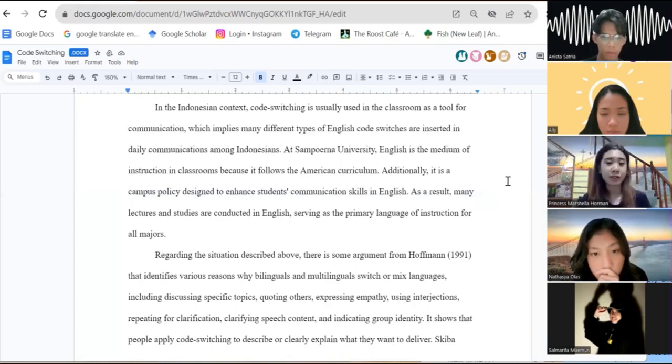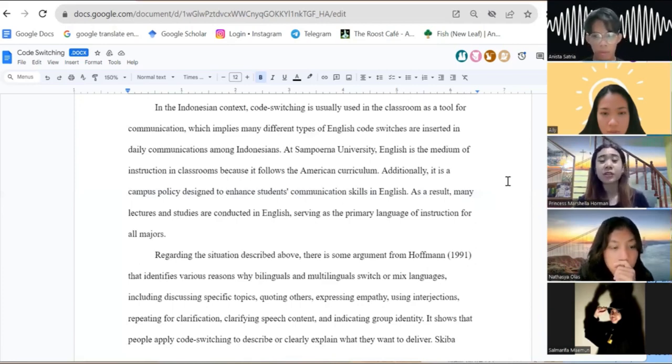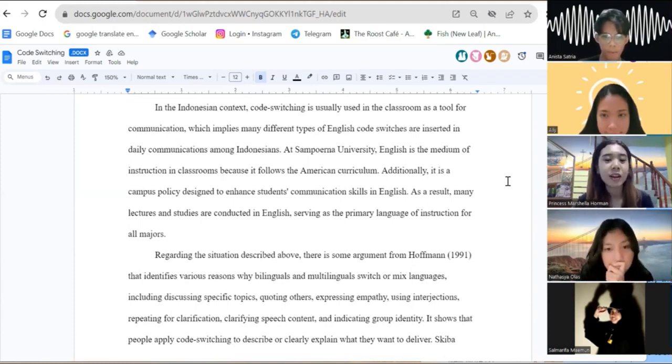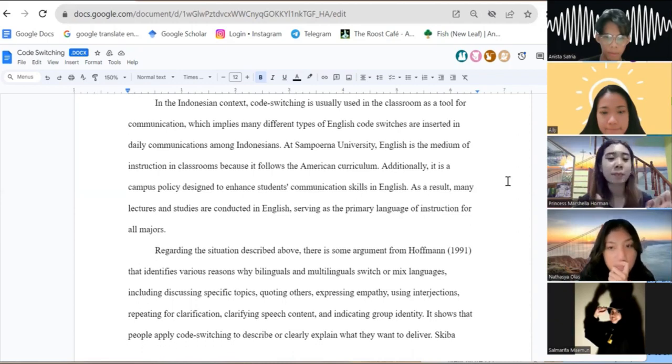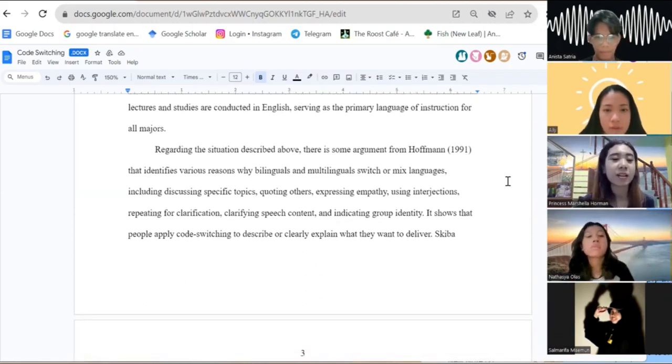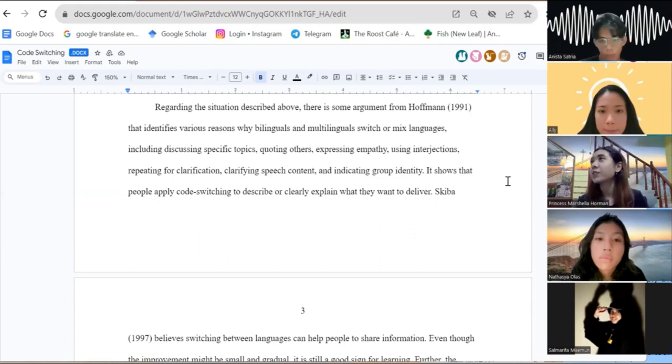as Sampoerna University. Here in Sampoerna University, English is the medium of instruction in the classroom because it follows the American curriculum, and it's a campus policy that's designed to enhance students' communication skills in English. Lectures and studies are mostly conducted in English, which serves as the primary language of instruction for all the majors of Sampoerna University. Regarding the situation described above, there is an argument from Hoffman from 1991 that identifies various reasons why people code switch.